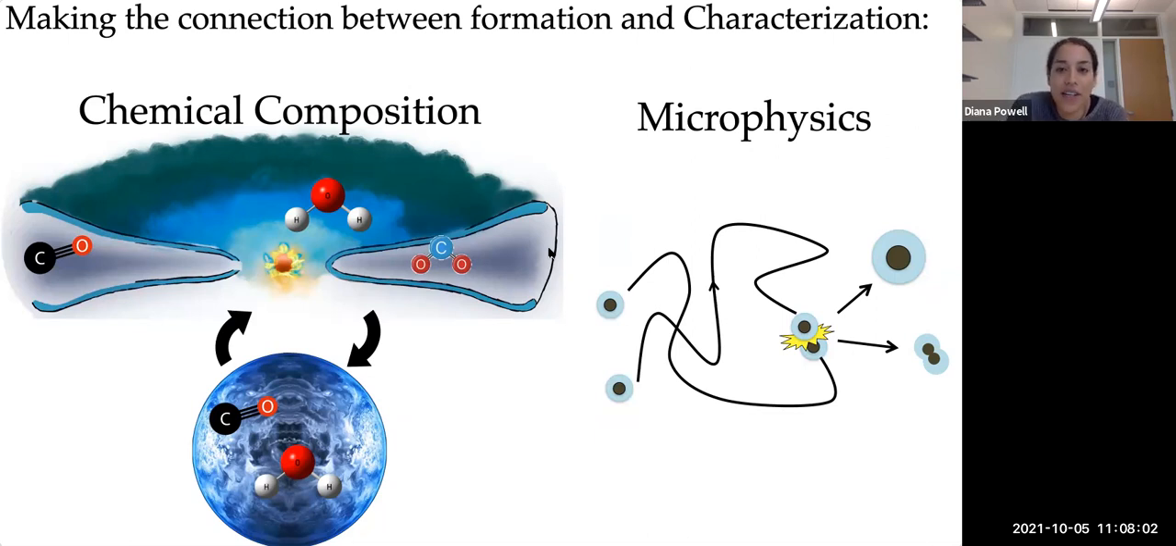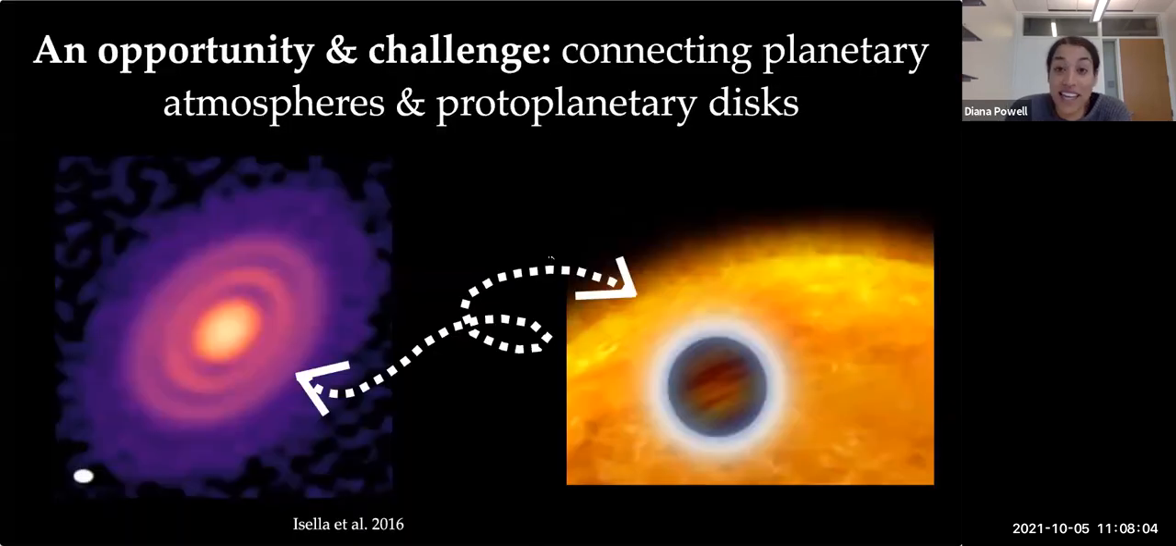So while the ongoing observational revolution of planets and disks represents a fantastic opportunity to connect planet formation to planetary characterization, it also represents a significant challenge. And this is because both planets and disks undergo significant evolution with time, such that it's difficult to directly connect these planets and disks in a one-to-one fashion. And so to understand some of these challenges and why the microphysical approach is crucially important, let's dive in a bit deeper.